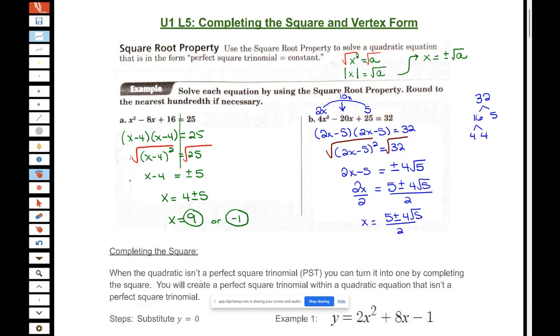Of course, you could check this on Desmos by graphing the parabola and seeing that those were the x-intercepts. You should also be able to give the decimal approximation answers. So if I do 5 plus 4 root 5 and then divide by 2, I get approximately 6.97. And then if I do 5 minus 4 root 5 and then divide by 2, I get approximately negative 1.972. Keep in mind those are x-intercepts, because we are solving for a parabola.